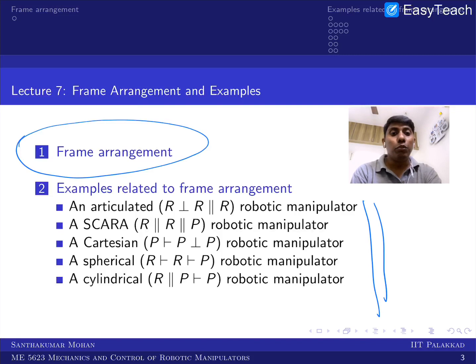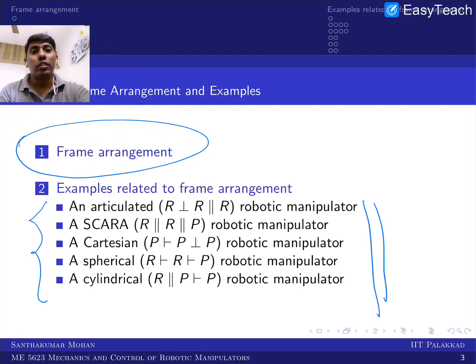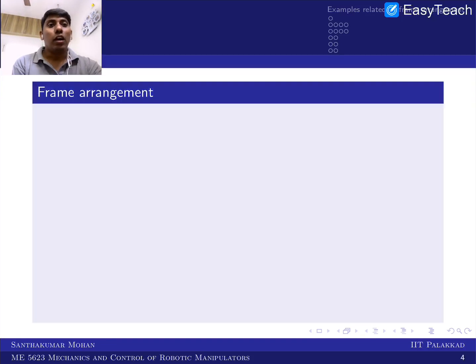I am taking 5 of the popular configurations for understanding the frame arrangement. So we'll move forward on this and see how it goes. The frame arrangement means we have multiple bodies and multiple joints. How each joint would be associated, how the body would be represented, and how we will get the information from one to another. That is the whole idea.